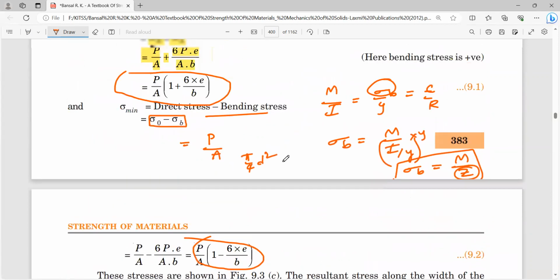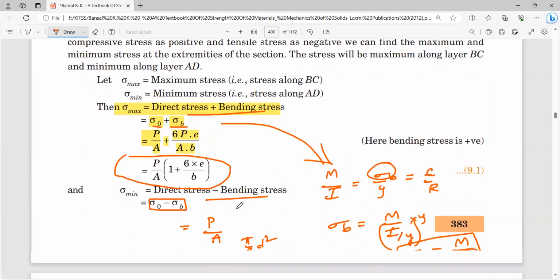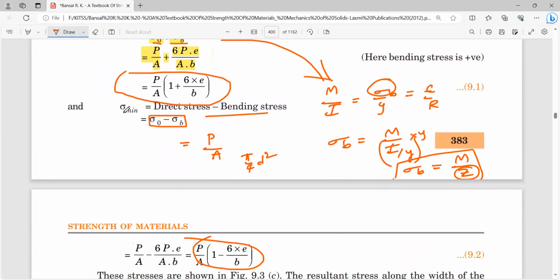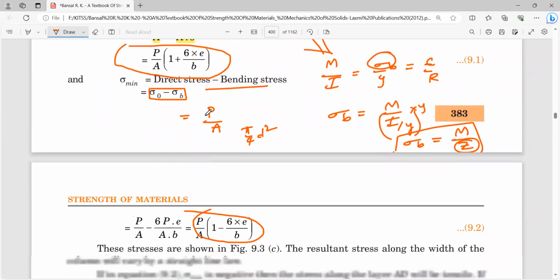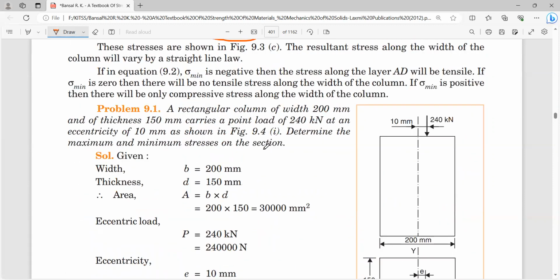So that's why, if any type of section is given, you have to remember the basic concept, that is, maximum stress will be equal to direct stress plus bending stress. How to calculate direct stress? P by A. How to calculate bending stress? From the bending equation. So to get maximum stress you need to add both. To get minimum stress we have to subtract bending stress from the direct stress. Okay. So this is the basic concept of direct and bending stress.